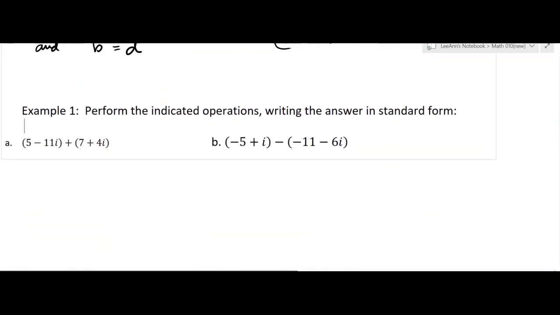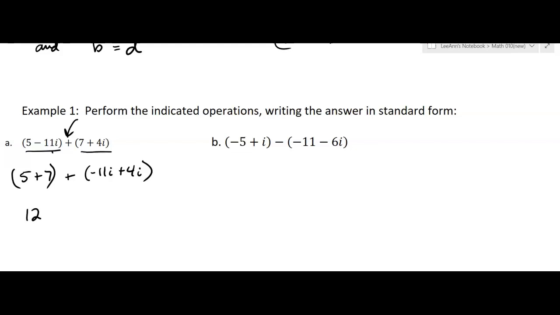So here's our example. It's not super complicated really, because it's kind of like adding like terms. Okay, so here we have 5 minus 11i, and then we're going to add 7 plus 4i. So two complex numbers, both written in a plus bi form. We're going to combine the 5 and the 7, and then we're going to take the negative 11i and the 4i and put those together. So here I'm going to have 12, and then I'm going to have minus 7i. That's written in a plus bi form, and we're done.